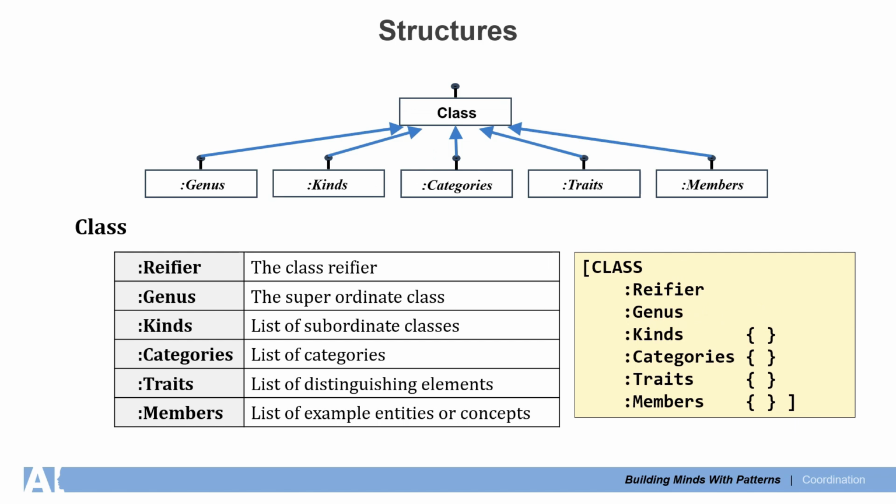Classes have a genus, which is the superordinate class, kinds, which is a list of subordinate classes, categories, which is a list of categories, traits, which is a list of distinguishing elements, and members, which is a list of examples. The genus and kinds orient the class into a taxonomy. The categories and traits distinguish this class from other classes. They are considered to be the intension of the class. The members or examples are the extension of the class.